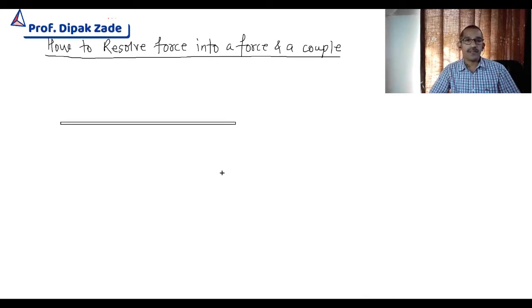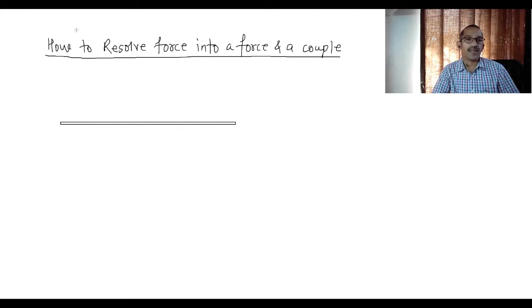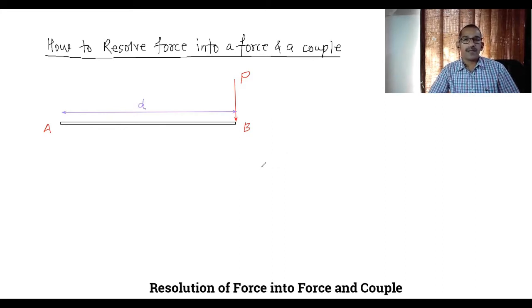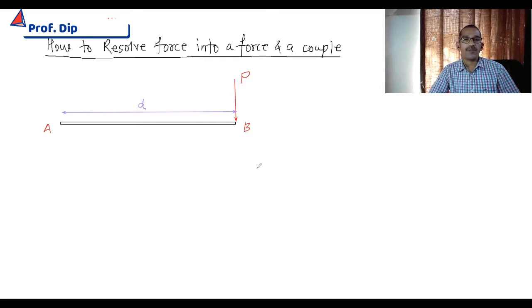What I have represented here is one bar, bar AB, and on this bar one force is acting. It is a horizontal bar AB, and a single force P is acting downward at end B, and the length of the bar is D. Now this is a single force, right? And this force will now be resolved into a force and couple. What I represented here is given case number 1.